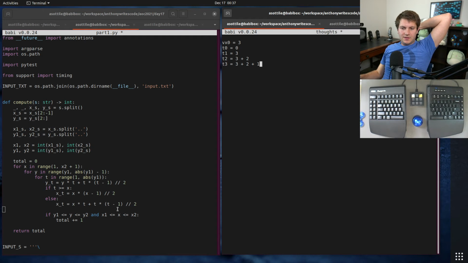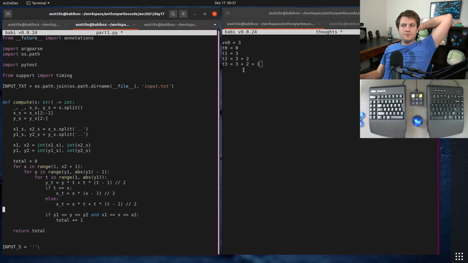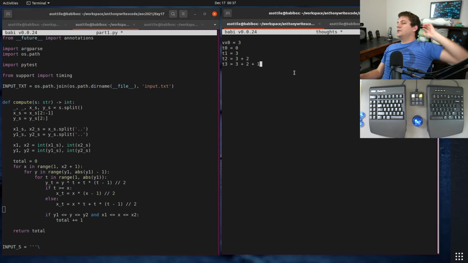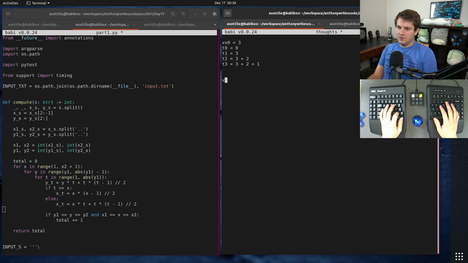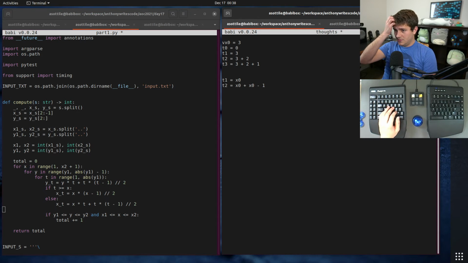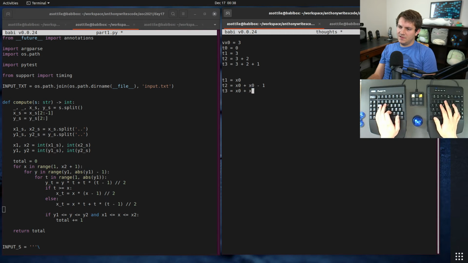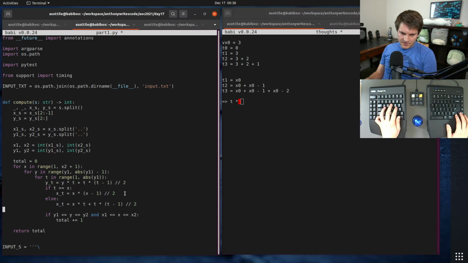Okay, so I have this part of the equation wrong. So t1 is equal to x naught, t2 is x naught plus x naught minus 1, t3 is x naught plus x naught minus 1 plus x naught minus 2. So this is equal to t times, oh, what do I just, there's supposed to be a negative.